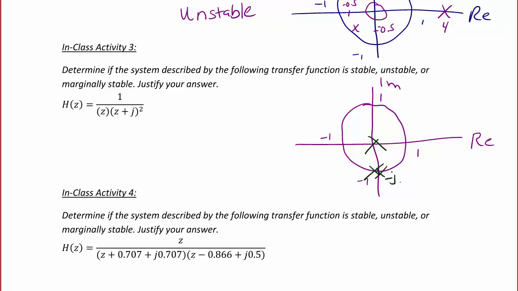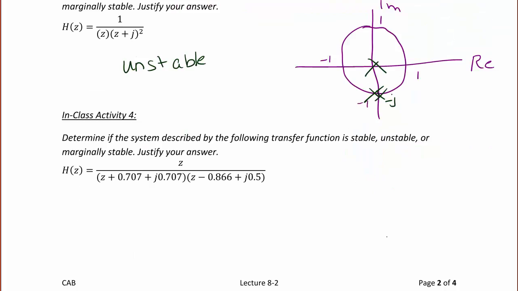Remember, this is negative j. And because this has a multiplicity greater than 1 on the unit circle, we would say that this is unstable. Finally, in-class activity 4. Determine if the system below is stable, unstable, or marginally stable, and justify your answer. Z over z plus 0.707 plus j 0.707 times z minus 0.866 plus j 0.5.